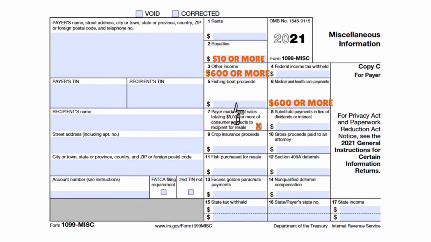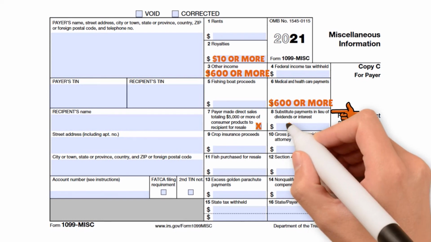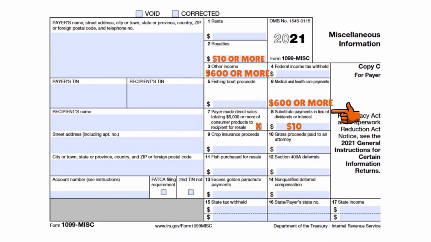8, you want to hear what it says, substitute payment in lieu of dividends or interest. You want to enter the aggregate payments of at least $10 of a substitute payment received by a broker for a customer in lieu of dividends or tax exempt interest as a result of a loan of a customer's securities.